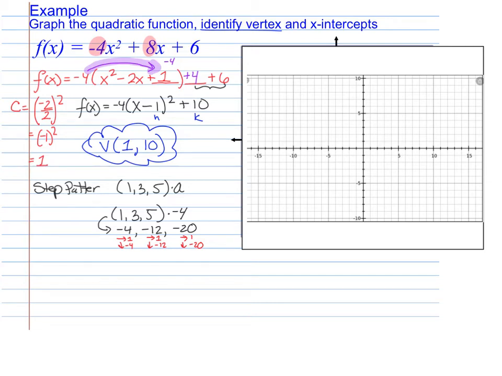So since my vertex is 1, 10, we're going to have 1 and 10. This is my vertex right there. And I'm going to move 1 unit to the left. So here, 1 unit to the left, and I'm going to go down 4. 1, 2, 3, 4. This is where I'm going to put a dot.